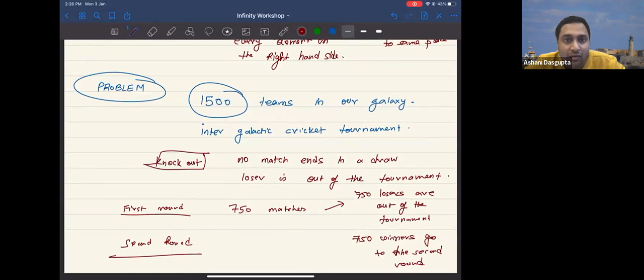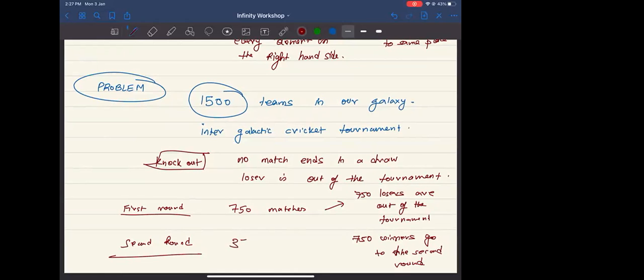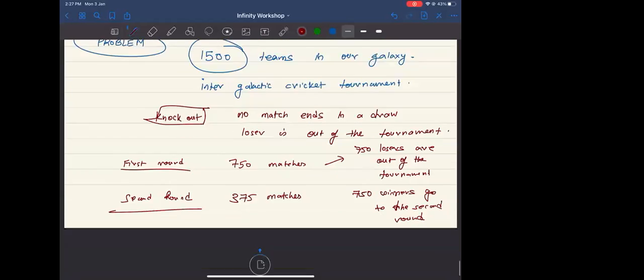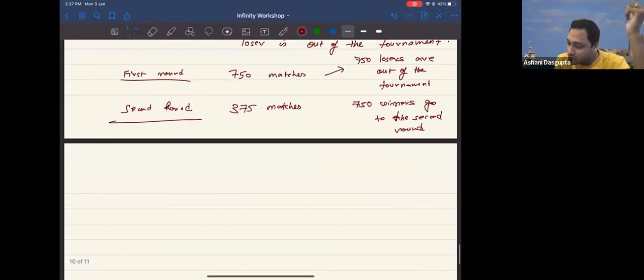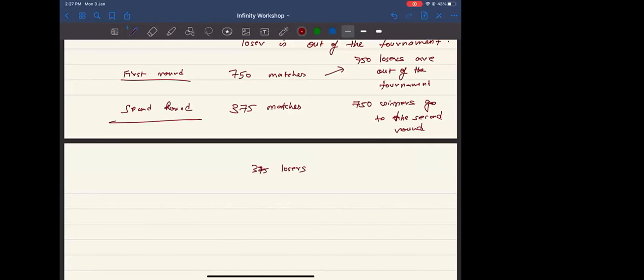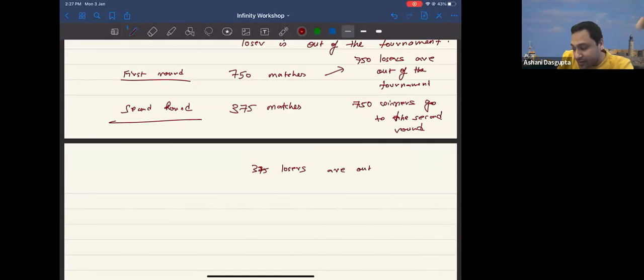In the first round, there were 1,500 teams. So half of the teams played with the other half, and then the losers are out of the tournament, of course. The winners go to the next round. Okay, so all of you are correct. Very nice. It is 375 matches. So what happens next? Well, 375 losers are out of the tournament.